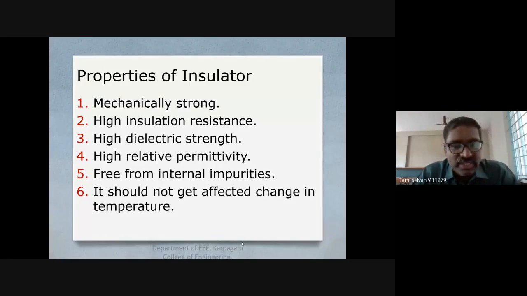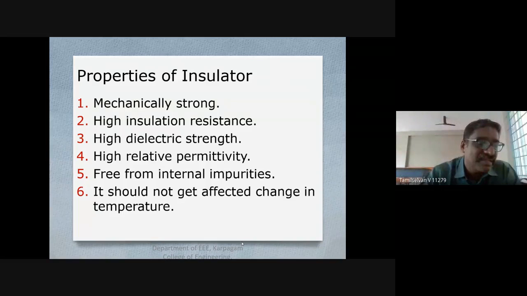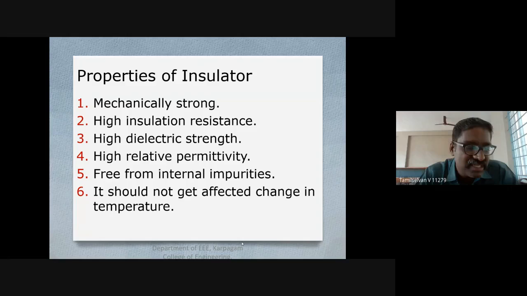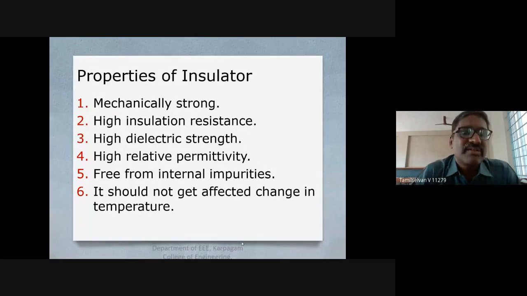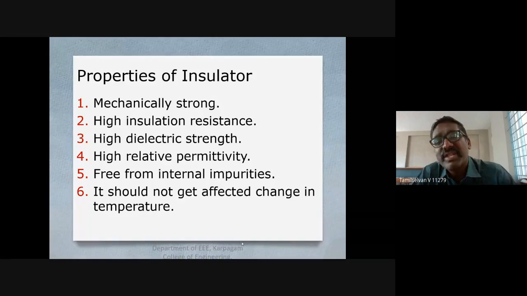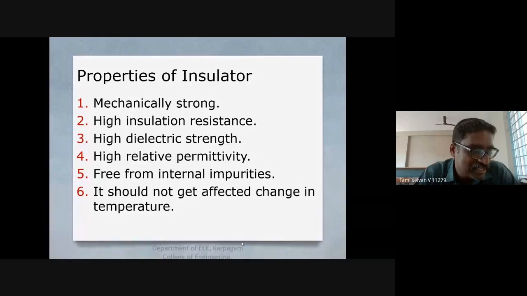The third thing is high dielectric strength. It means the insulator should have high dielectric strength. When it has high dielectric strength, the chance of puncture or flashover is less. Then only will it act as a very good insulator.